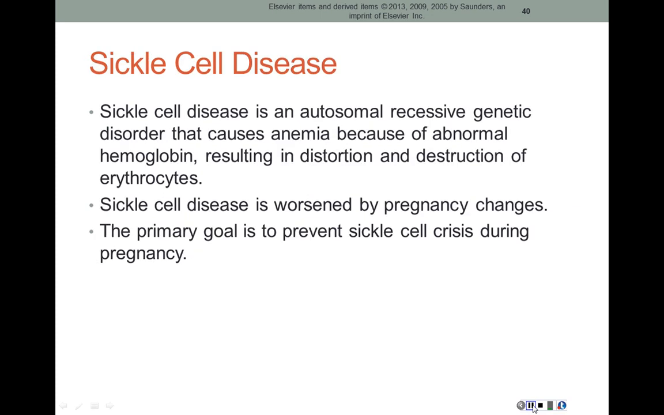Now, there are some other anemias such as sickle cell, and you should know what sickle cell is. We learned that last semester. And sickle cell episodes get worse as pregnancy changes occur. So our primary goal is to prevent sickle cell crisis during pregnancy.